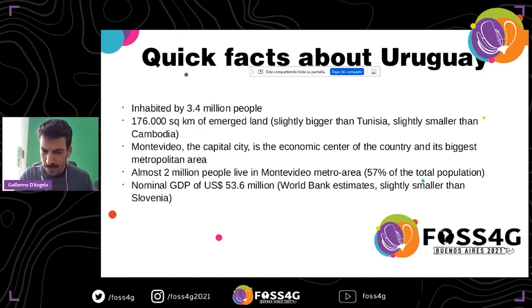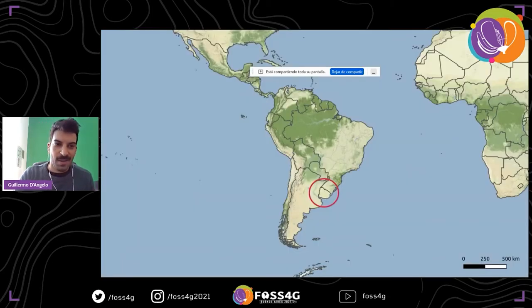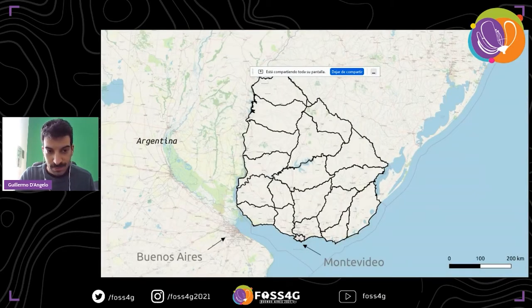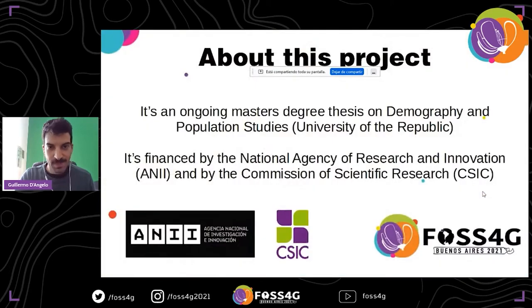So $53.6 million. So here's the general situation. A closer view, Montevideo over there is the capital city. This is Buenos Aires, where this event would be hosted, if not for COVID. So we are very close to each other. Some facts about this project: it's an ongoing master thesis degree on demography and population studies from the University of the Republic, which is a big public university here in Uruguay. It's financed by the National Agency of Research and Innovation, ANII, and by the Commission of Scientific Research.